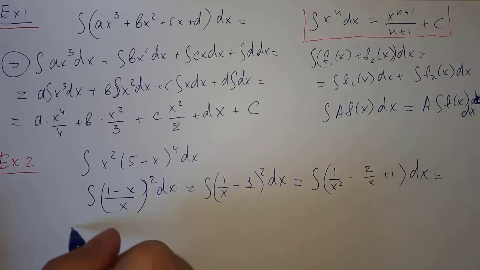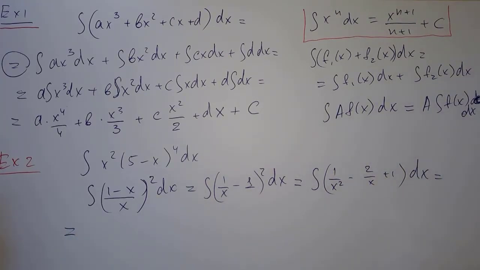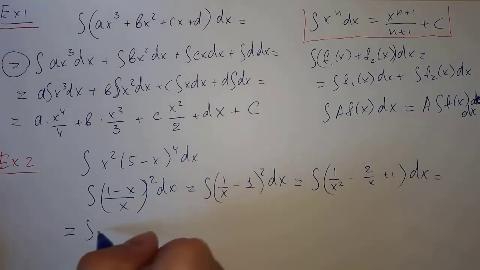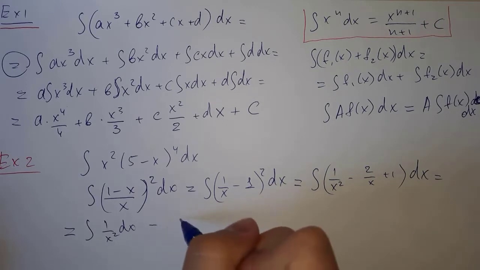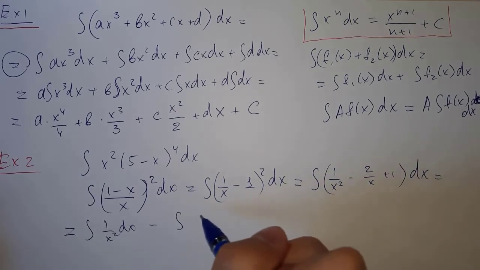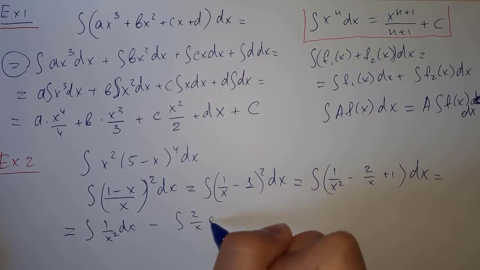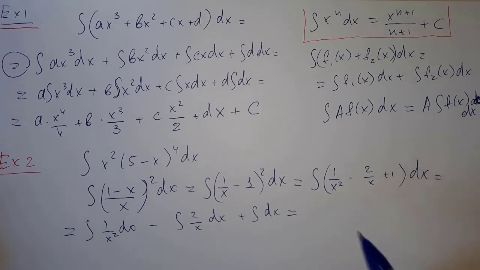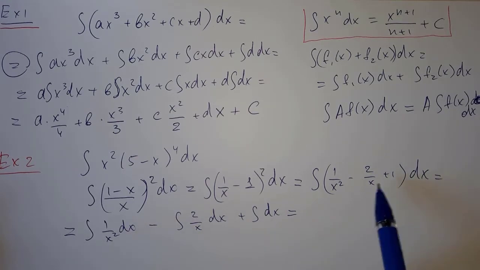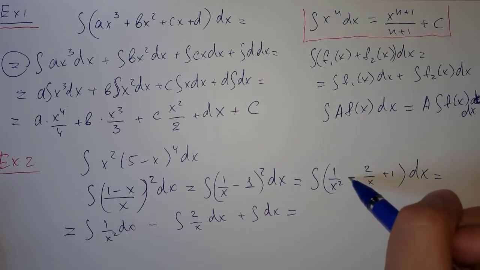And now if we continue, so the integral of 1 over x squared dx minus the integral of 2 over x dx and plus the integral of dx. The next time I will try to write directly, not open each one. I think it will be clear now.